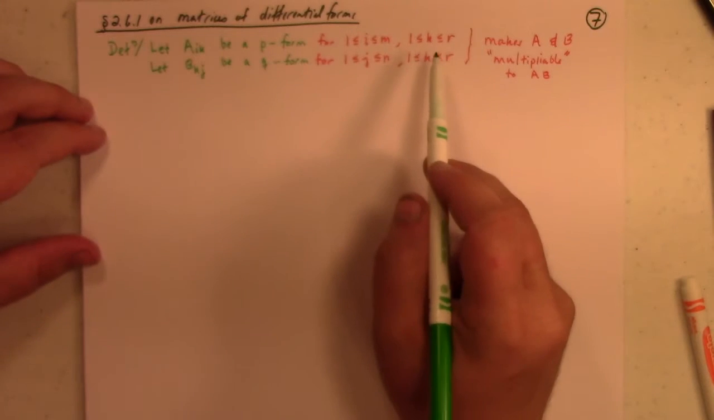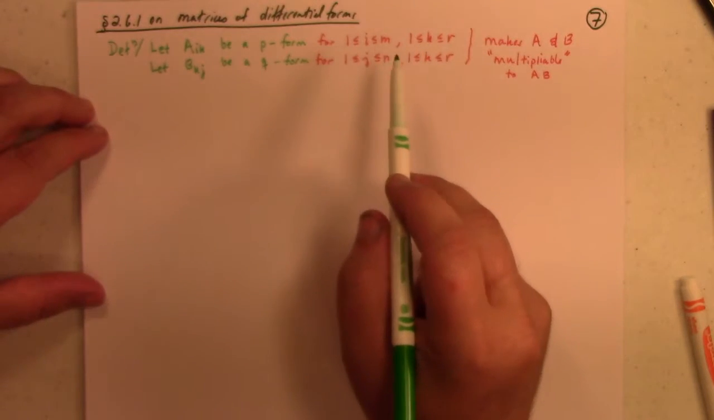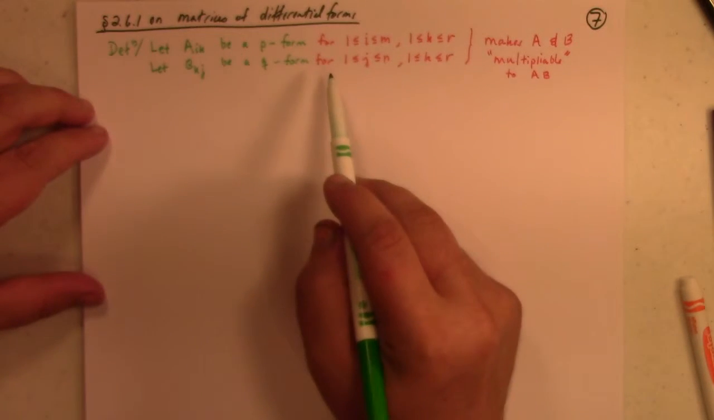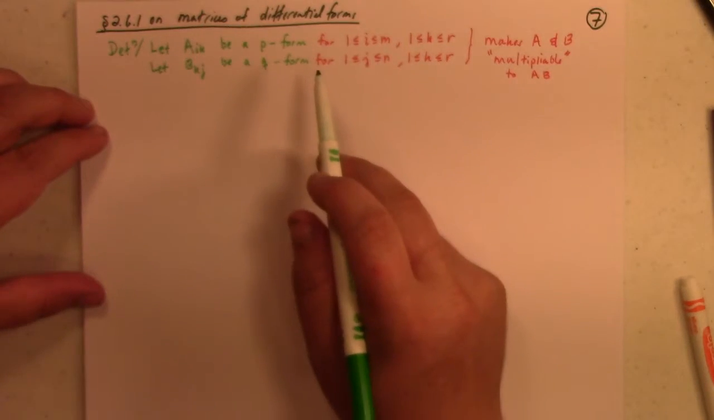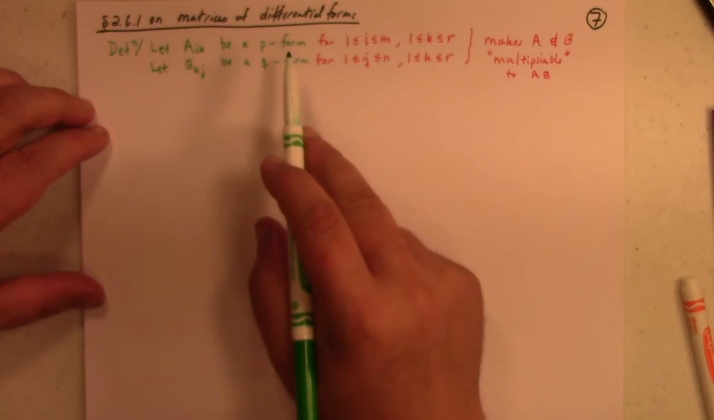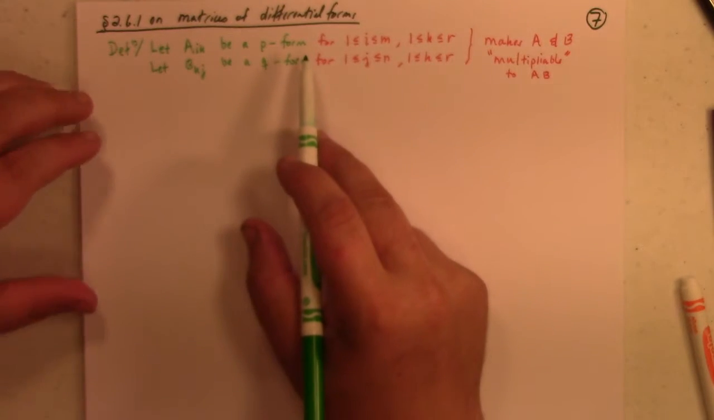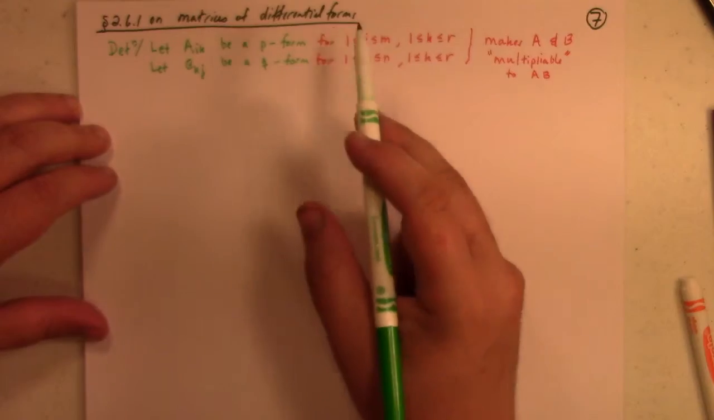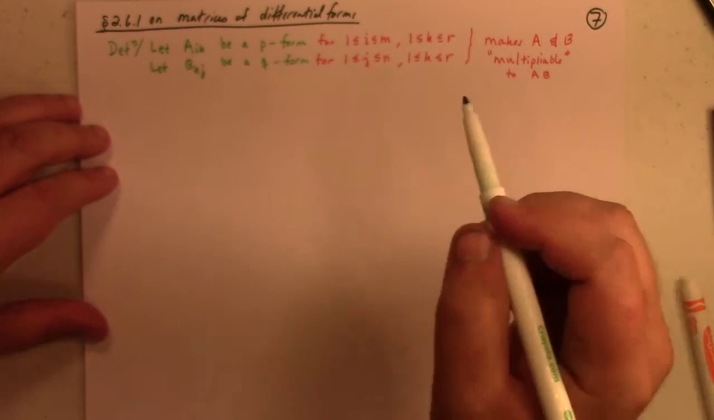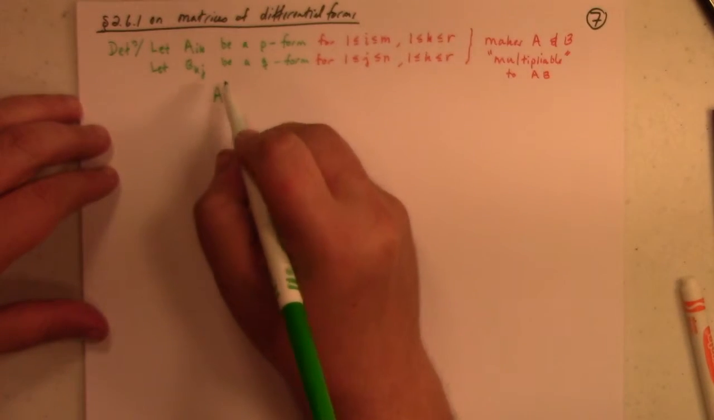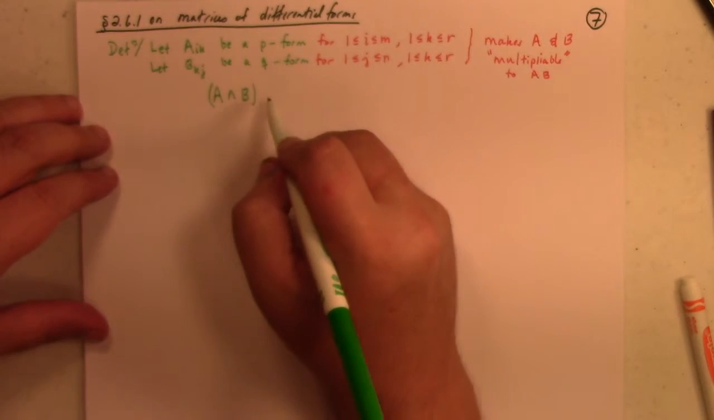So basically we take an M by R matrix of P forms and an R by N matrix of Q forms. P and Q meaning they could be 0, 1, 2, 3 forms if we're working in R3, but the definition I give here is more general than that. And basically you just multiply these matrices of forms just like you'd multiply an ordinary matrix. So in particular we define A wedge B, the ijth component of this.